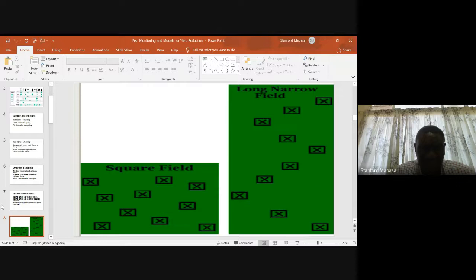Here we have got a square field, and we have got these positions which we can sample. On our right, we have got a long, narrow field, which we can also sample like this. Probably these are random samples.